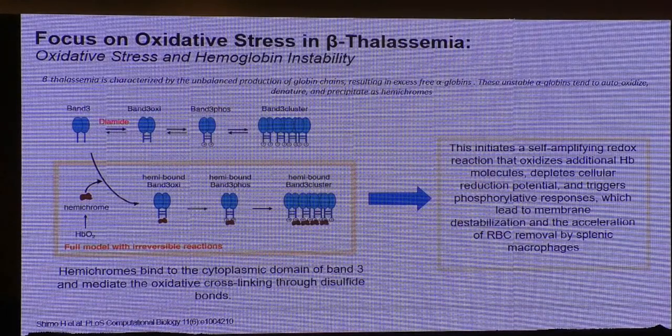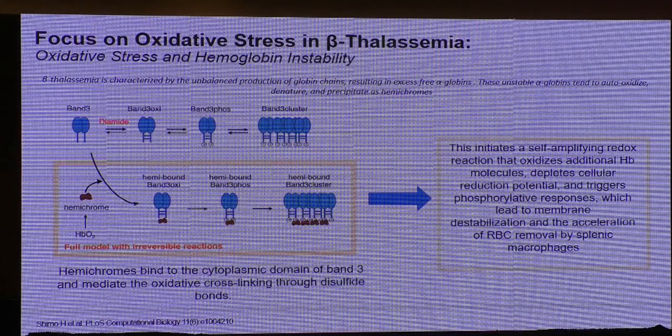So moving now into the different mechanisms of oxidative stress in beta-thalassemia, we start with oxidative stress and hemoglobin instability. We know that in beta-thalassemia, we have an unbalanced production of globin chains, which starts early in the pathophysiology, and this results in excess free alpha globin chains. These unstable free alpha globin chains will auto-oxidize, denature, and precipitate as hemichromes.